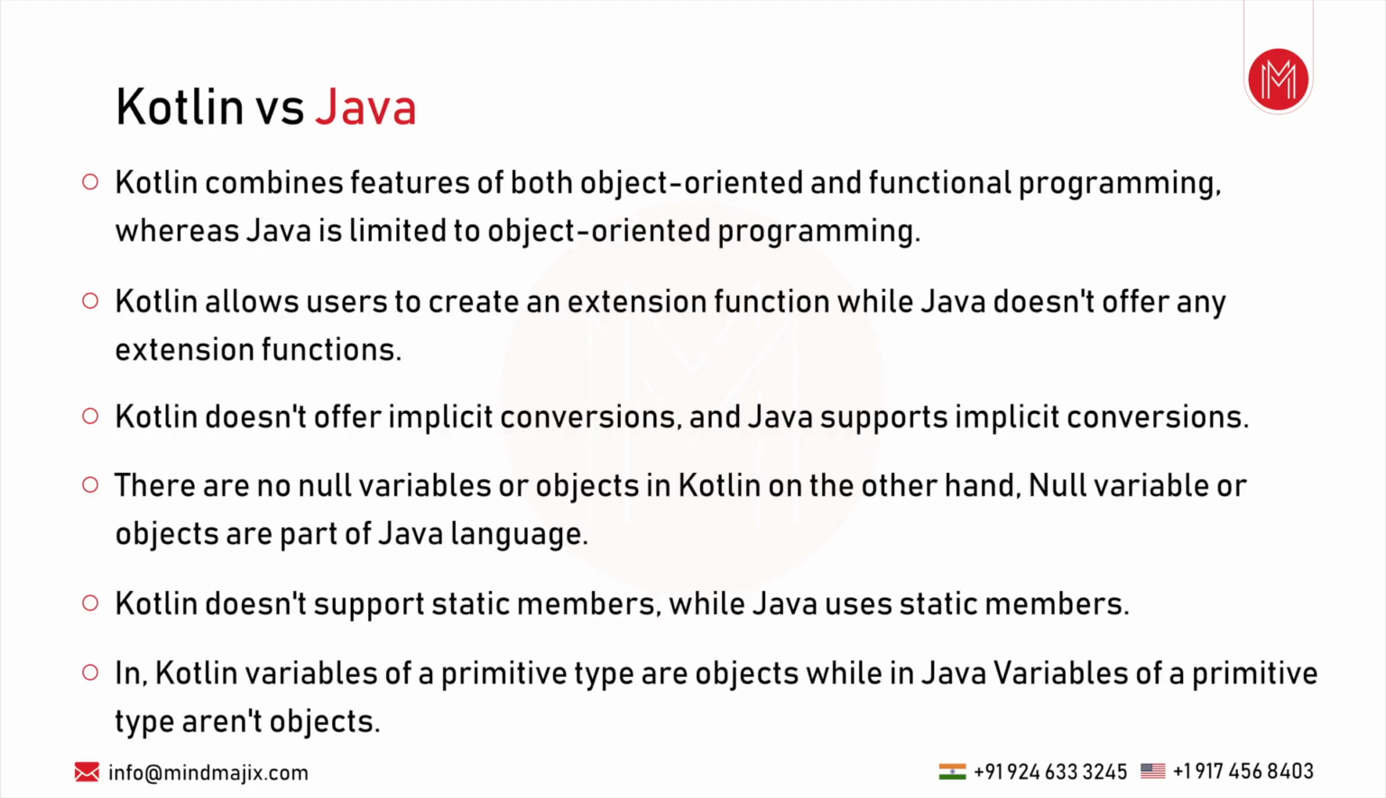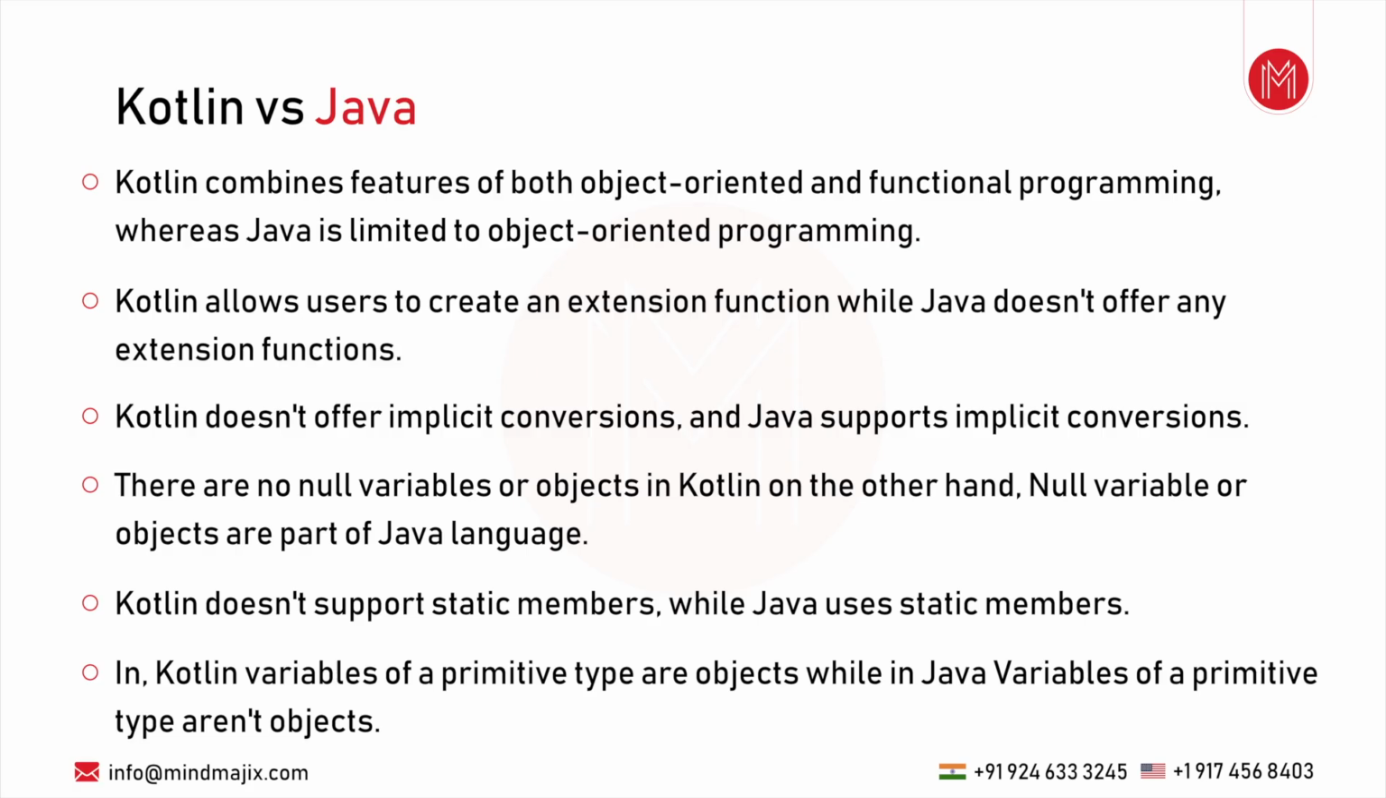So if we compare it with Java, we can say Kotlin combines features of both object-oriented and functional programming, whereas Java is limited to OOP. Kotlin allows users to create extension functions, while Java doesn't offer any extension function. Kotlin doesn't offer implicit conversions, Java supports implicit conversions. So that's where Java gets the benefit.